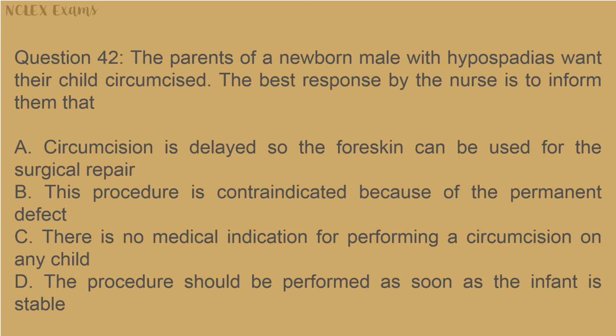Question 42. The parents of a newborn male with hypospadias want their child circumcised. The best response by the nurse is to inform them that A. Circumcision is delayed so the foreskin can be used for the surgical repair. B. This procedure is contraindicated because of the permanent defect. C. There is no medical indication for performing a circumcision on any child. D. The procedure should be performed as soon as the infant is stable.